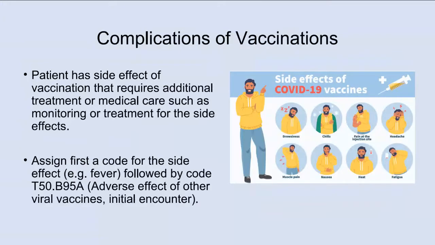Okay, so as we know, sometimes patients develop complications of the vaccinations. I know we all felt a little tired and our arm was sore, but this is complications that require treatment, monitoring, or treatment of side effects, okay? So first you assign a code for the side effect, such as fever, followed by T50.B95A, adverse effect of viral vaccines.